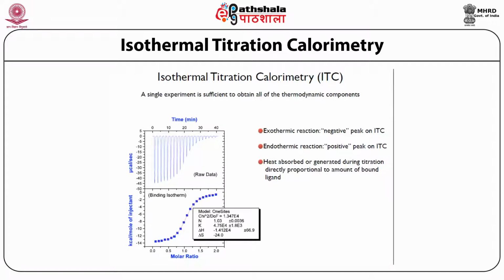Here we discuss again that ITC is a single experiment, which is sufficient to obtain all the thermodynamic components. The meaning of ITC data is simply that for an exothermic reaction, a negative peak should be observed in ITC. For an endothermic reaction, a positive peak is observed, and the heat absorbed or generated during the titration is directly proportional to the amount of bound ligand. So based on that, we can understand the mechanism, we can calculate the binding affinity, and we can calculate the number of binding sites present in a particular receptor for the given ligands.